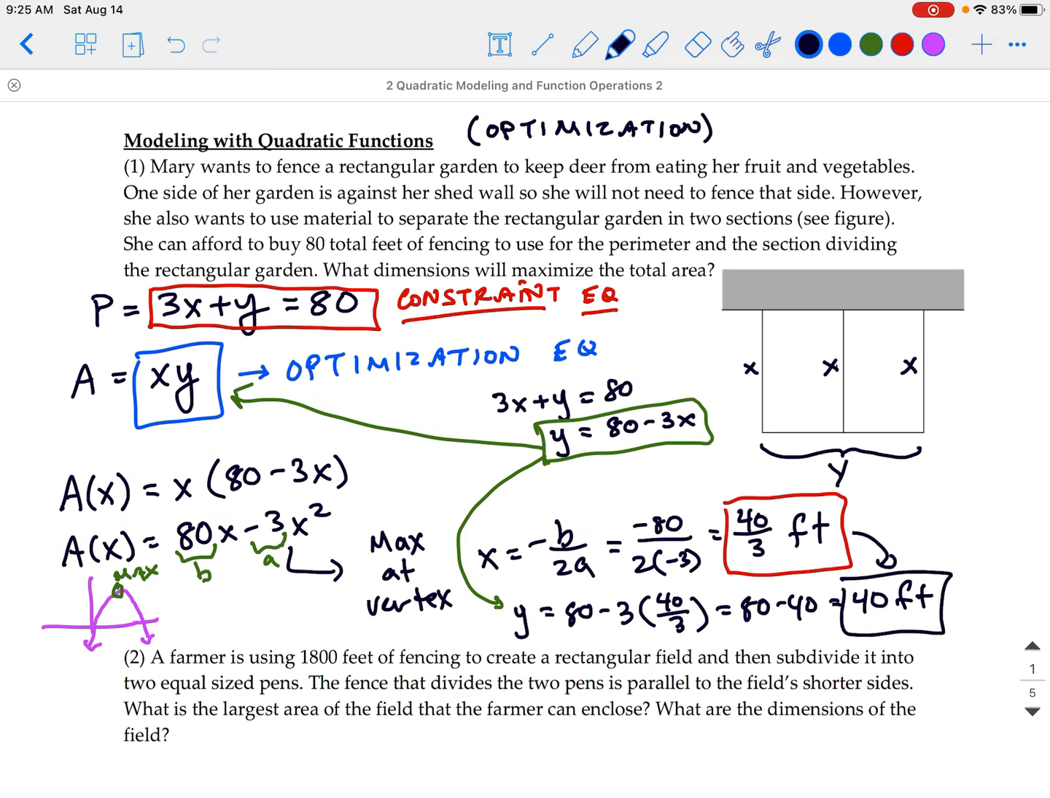And you can add those dimensions together to make sure that they add up to 80 feet of fencing, and they will. So x is 40 over 3, y is equal to 40. And then you can multiply it out to get the actual square footage if you wanted to. And this is really what we're going to be doing for most of these examples. Figuring out our constraint, working with our optimization equation, and then finding those max values.